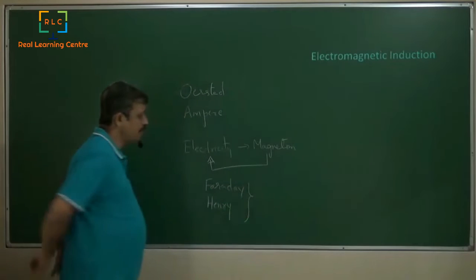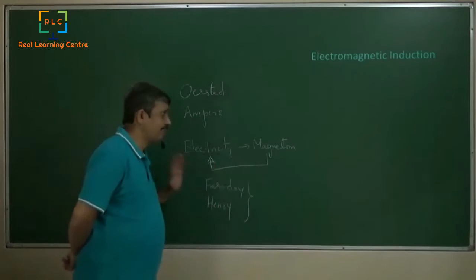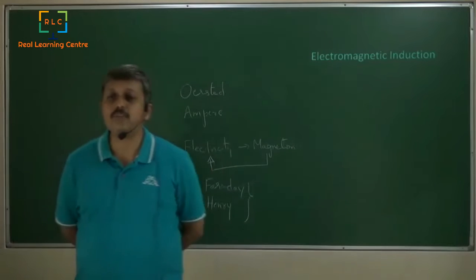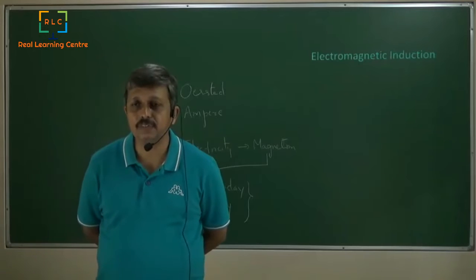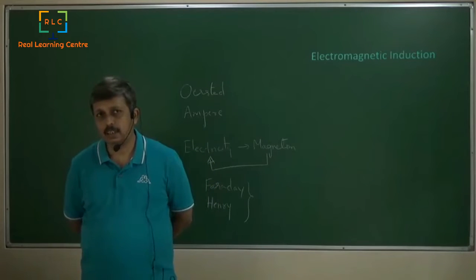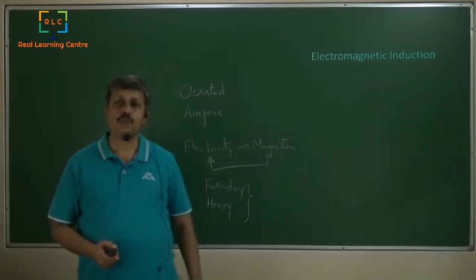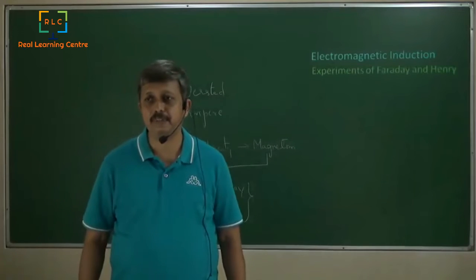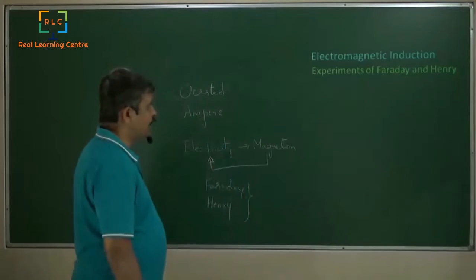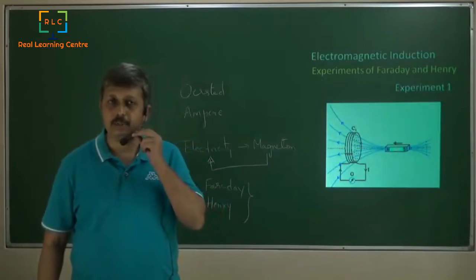These two people worked very heavily on how we can convert magnetism into electricity. And while doing so, they did quite a number of experiments. So we will summarize three types of experiments done by Henry and Faraday, and try to understand what you conclude from those experiments. So we'll say experiments of Faraday and Henry. Experiment number one.